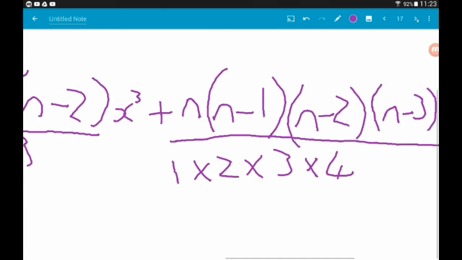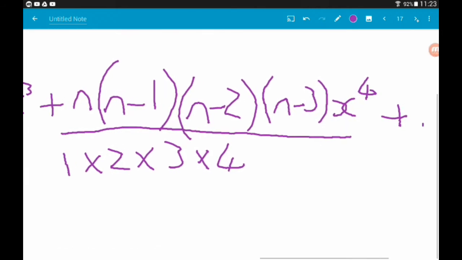Then our next term, we've got n times (n minus 1) times (n minus 2) times (n minus 3), and on the bottom we've got 1 times 2 times 3 times 4. Now this is going to give us our x to the power 4 term. So again, up on top we've now got 4 factors, on the bottom we've got 4 factors. On top we're counting down from n, on the bottom we are counting up from 1. So again, this gives us our x to the power 4 term.